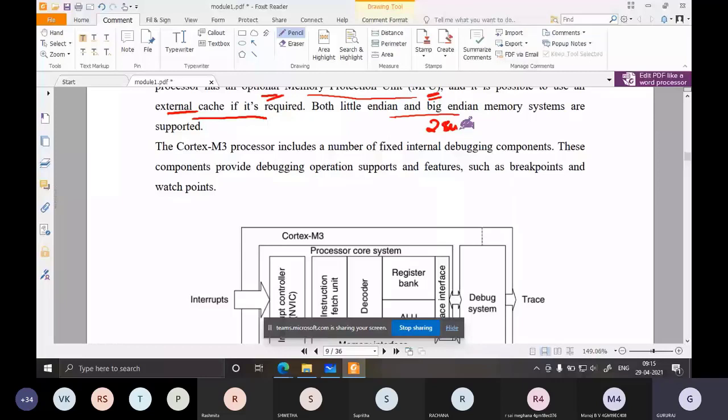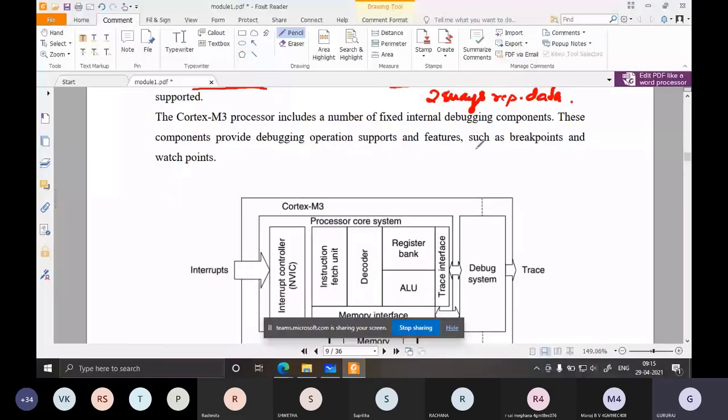We shall see in detail in the coming sessions. The Cortex M3 also includes a number of internal debugging components. Debugging is very important because suppose your application is not functioning properly, you should be able to detect and locate the bug. A bug is also known as an error. You have to detect it and locate it so that you can remove this bug or error.